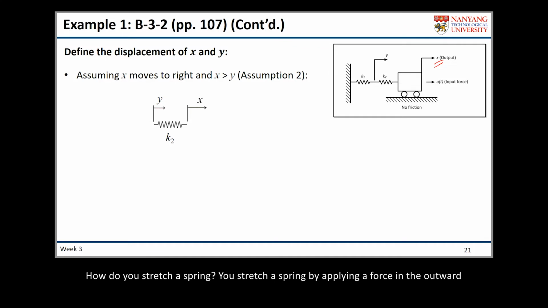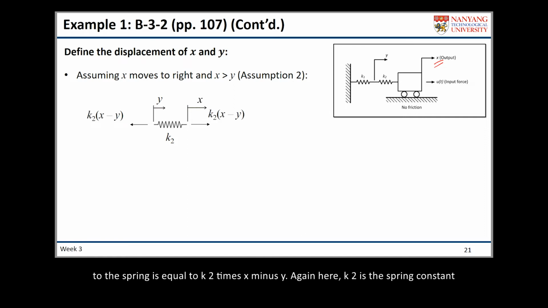How do you stretch a spring? You stretch a spring by applying a force in the outward direction. So in here, there is a force applied to the spring in the outward direction. And the force, the norm of the force, is proportional to the relative deformation. Since x is greater than y, this is our assumption, the relative deformation is x minus y. So the force applied to the spring is equal to K2 times (x minus y). Again, of course, here K2 is the spring constant of the spring K2.